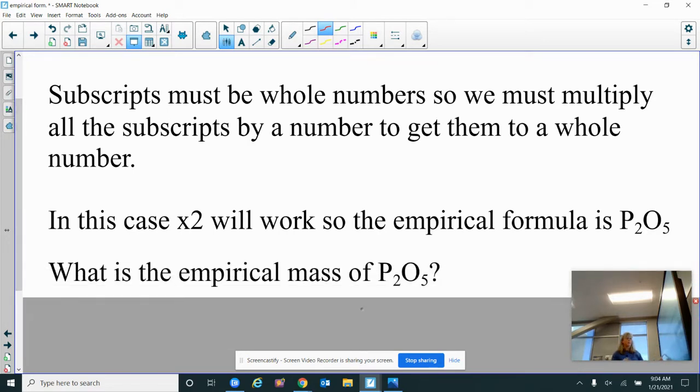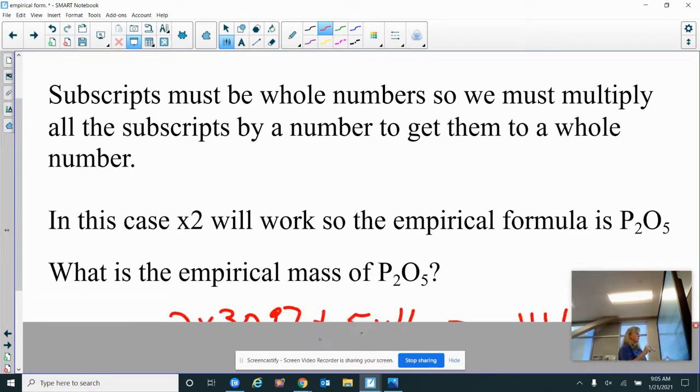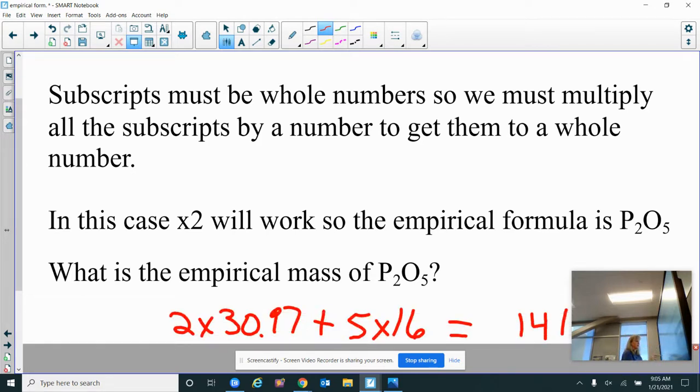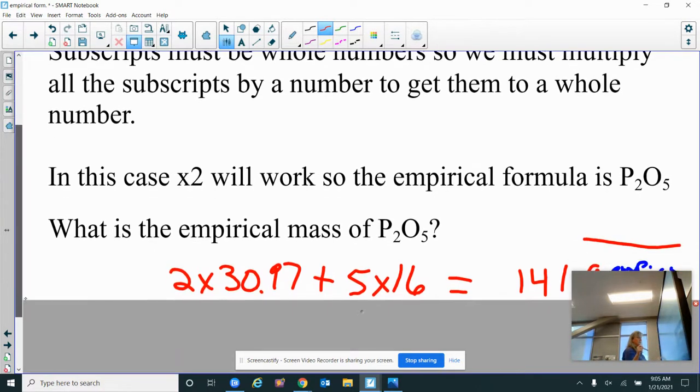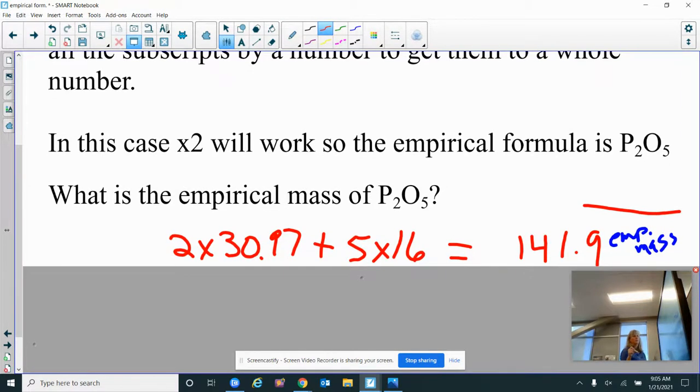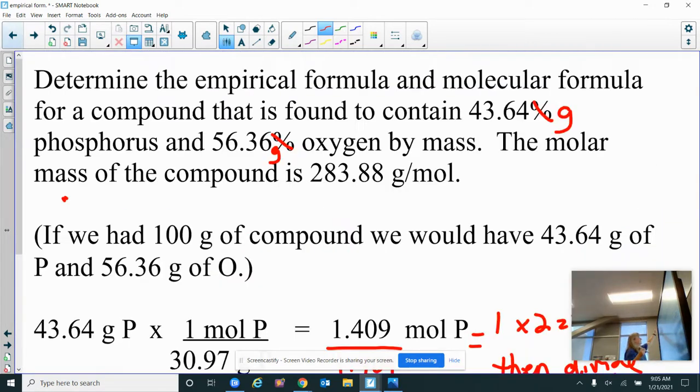So what would be the empirical mass of that? 2 phosphoruses. I look up the molar mass of phosphorus, it's 30.97, and I have 5 oxygens, 5 times 16, and I add those together, and I get 141.9 is my empirical mass. Okay, well, what does that mean? Well, back in the beginning of the problem, it told us that the molar mass is 283.88.